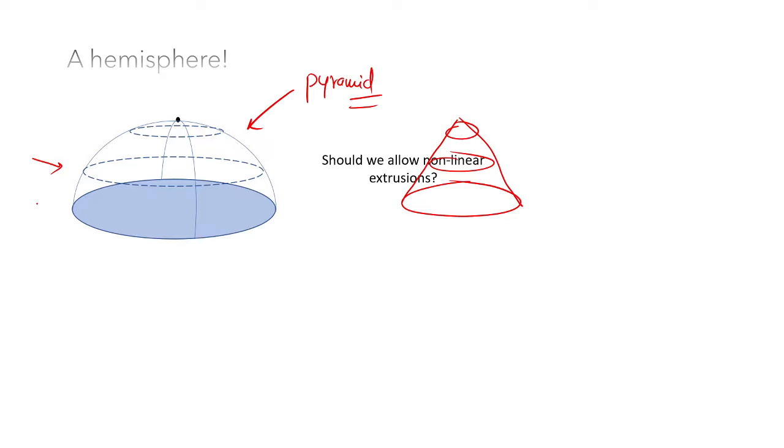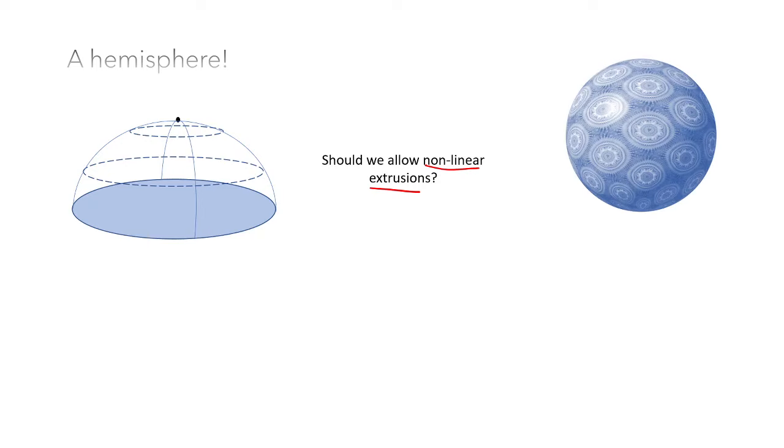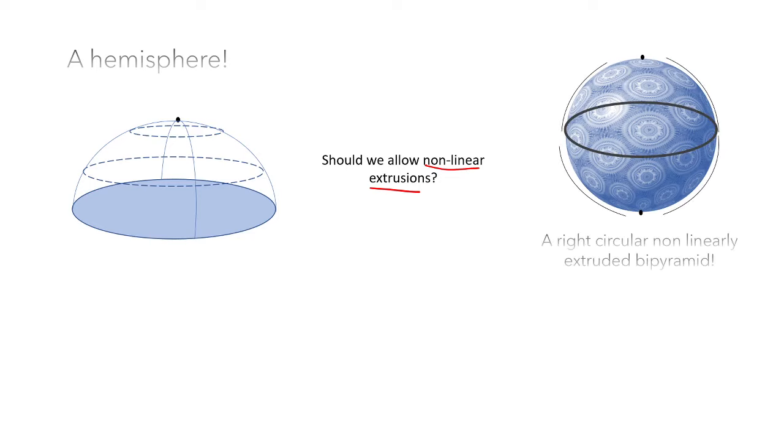So the idea is, should we allow non-linear extrusions? Here I feel like what my subconscious connections of words inside my head tells me is that I should restrict myself and not go into non-linear extrusions. Because if I go into that, what will happen? You will see that the sphere will become a bipyramid, right? A sphere will be a right circular non-linearly extruded bipyramid.